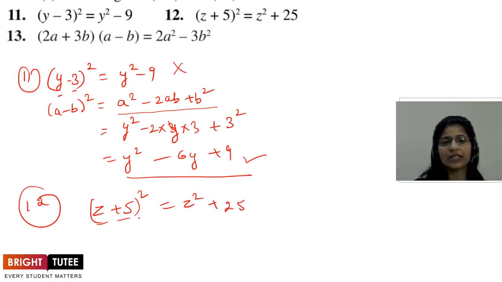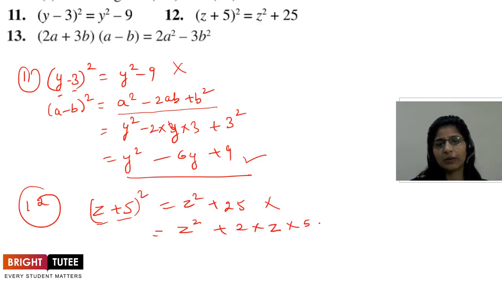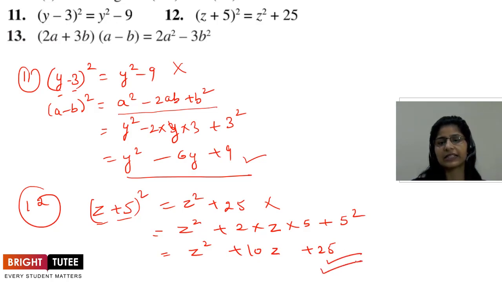Here also they have done the square of z and 5. That is completely wrong. What should be done? It is a plus b whole square, that is a square plus 2 into a into b plus b square. So we get z square plus 10z plus 25. This is the correct statement. Right? You have to use the identities to solve it. Now the last question, that is 13. What are we given? 2a plus 3b into a minus b.